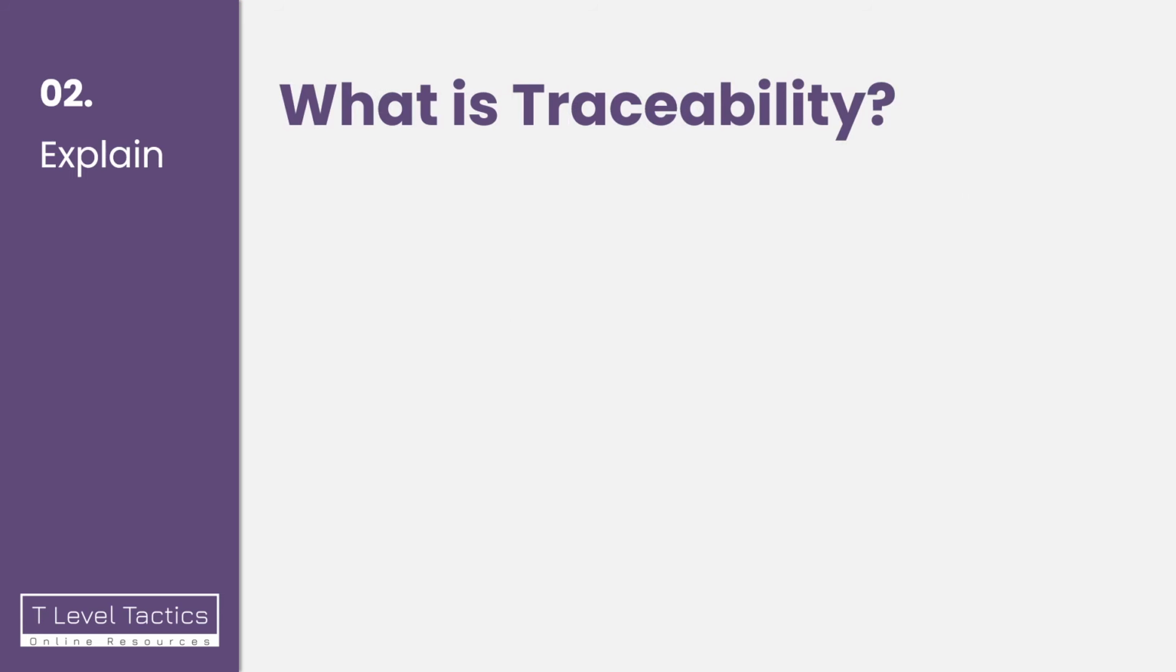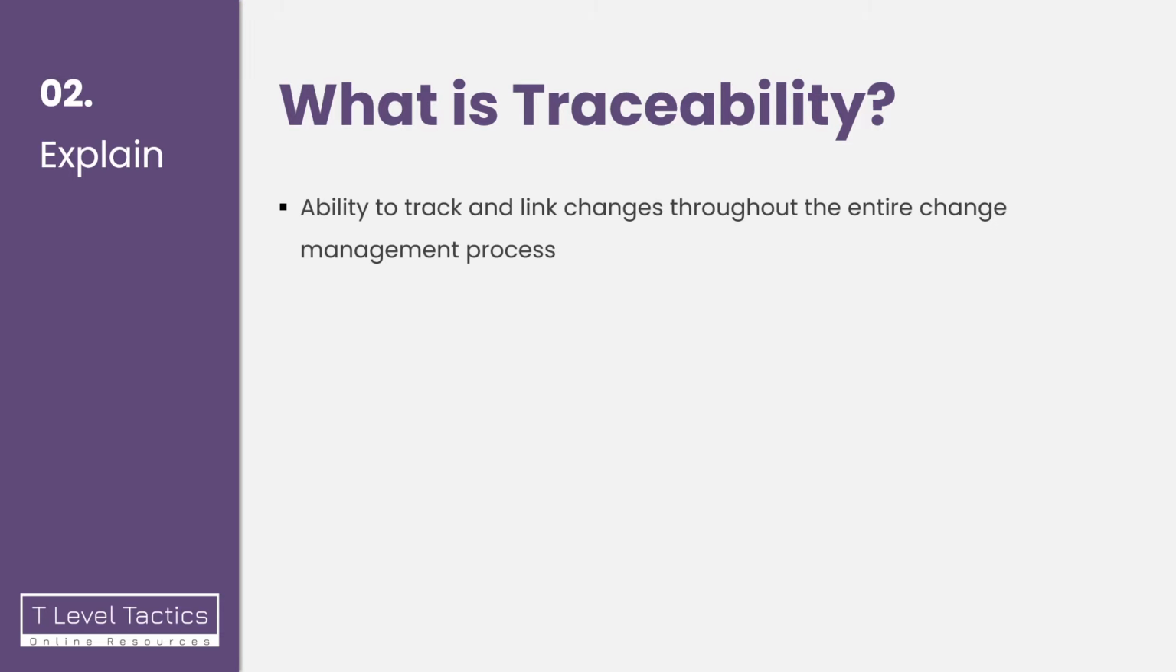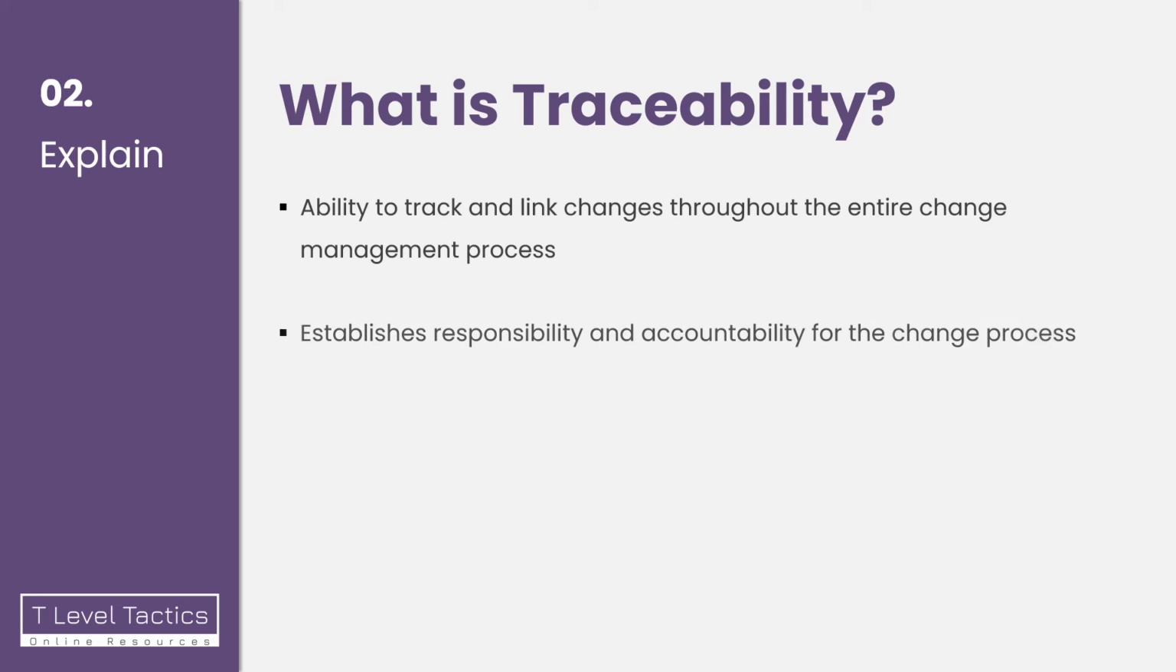Now, I highlighted a word on that previous slide, traceability. What is it? Well, traceability is the ability to track and link changes throughout the entire change management process. It establishes responsibility and accountability for the change process to individual people or teams.